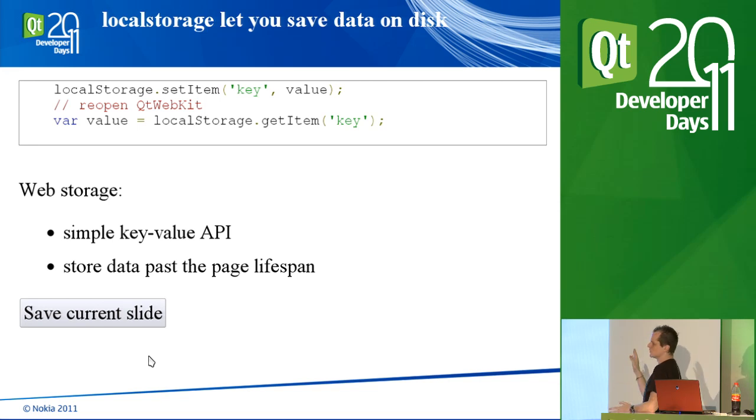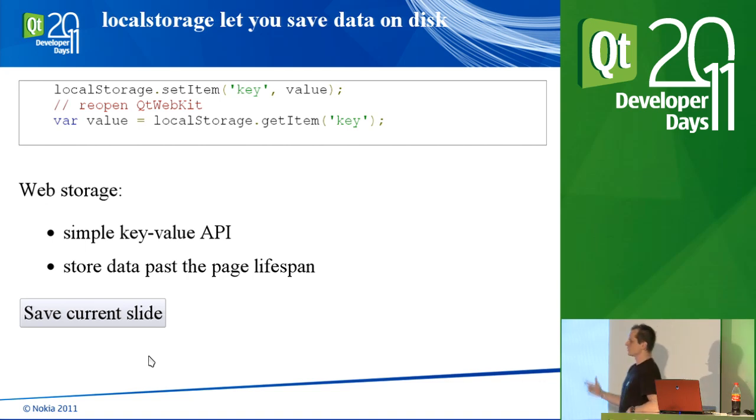This one is very easy to use. It's a key value based API. You store a key, you store a value for a key, and then you can get it. And the data is stored on the hard drive of the user. So next time you visit the page, you can query it, and then you can see if there was something stored before.